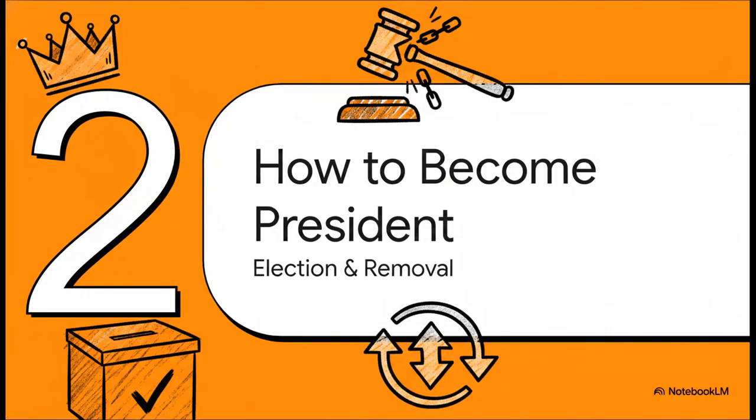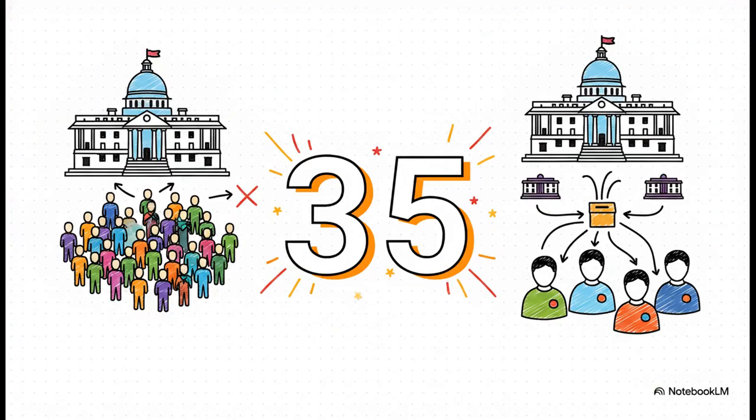Section 2. How to become or remove a president. 35. That is the magic number. It's the minimum age required to even be considered for President of India. You also have to be an Indian citizen and be fully qualified to be elected to the Lok Sabha, which is the lower house of parliament. But here's the catch. You aren't elected directly by the public. Nope. The president is chosen by a highly specific electoral college made up exclusively of elected members of parliament and elected members of the state legislative assemblies. Nominated members don't get a vote at all. This whole setup ensures the president represents the mandate of both the national and the state-level elected representatives.